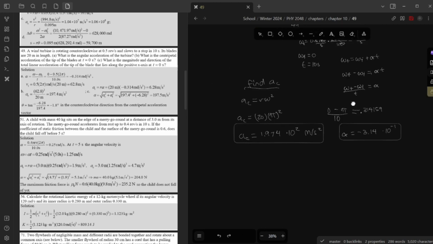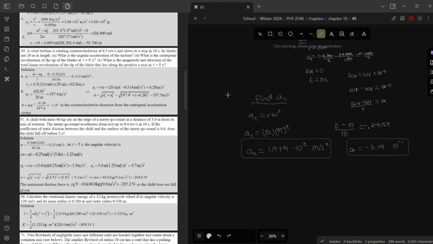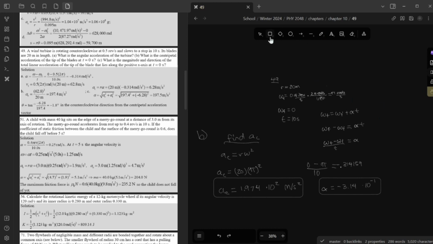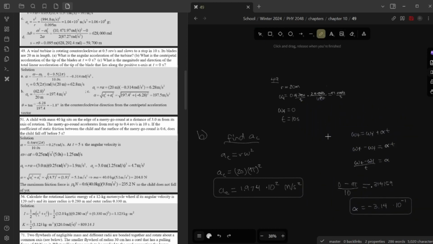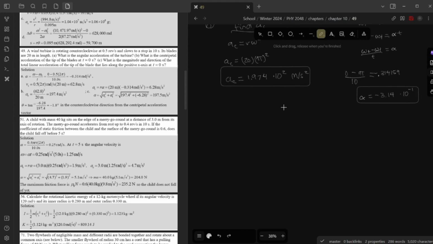So let's go ahead and move on. And I'm also going to just label them real quick. So this is part B. And this right here is all part A. So now we're going to move on to part C.